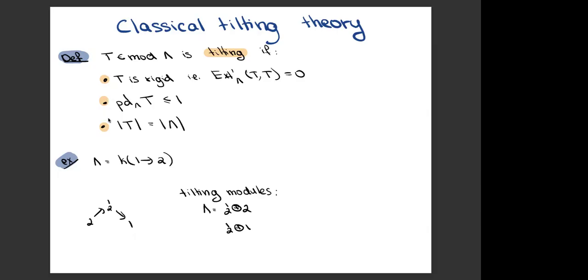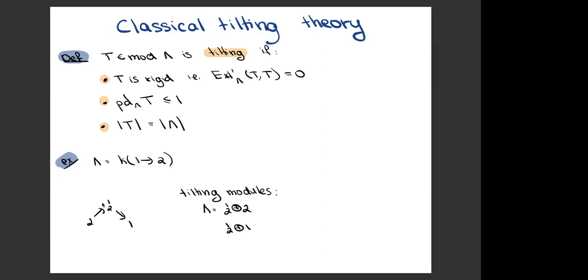Okay, so I have copied the tilting condition here. Because this is a hereditary algebra, the projective dimension is always at most 1, so that's automatically satisfied for anything. This tells us that the number of indecomposable summands must be 2. Okay, perfect. And then I just have to really check the extension condition.